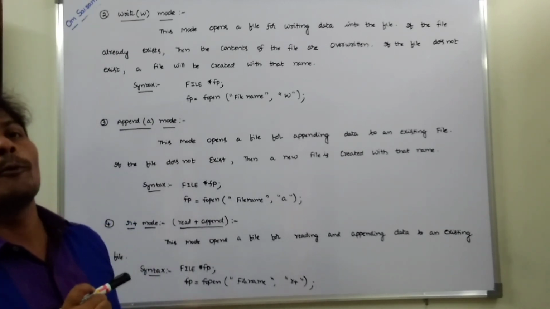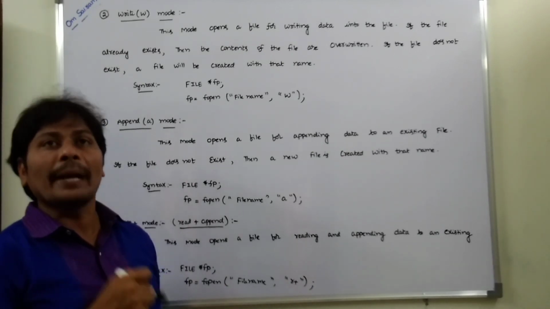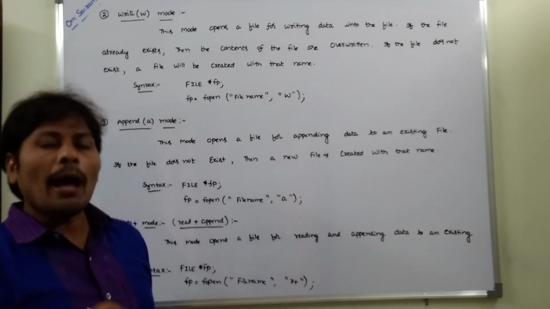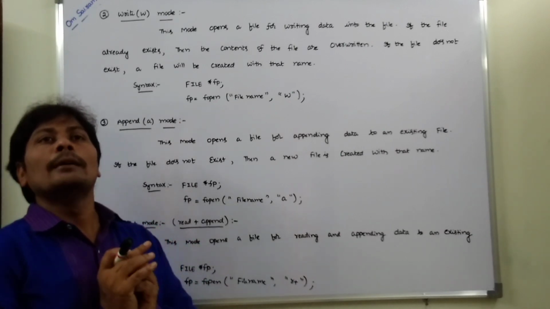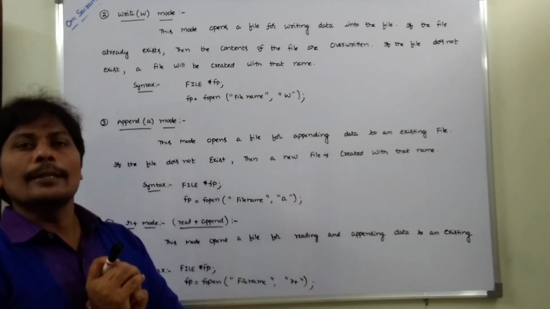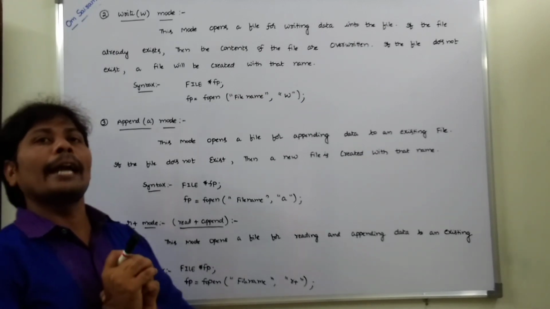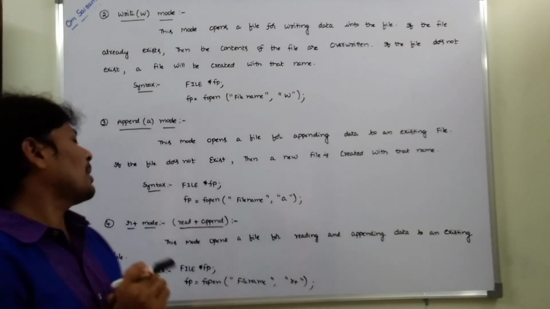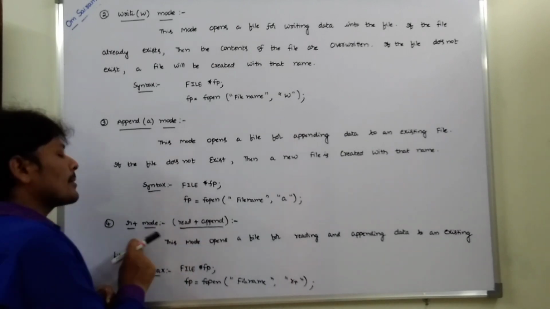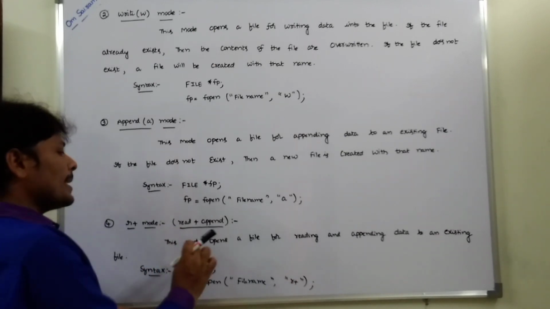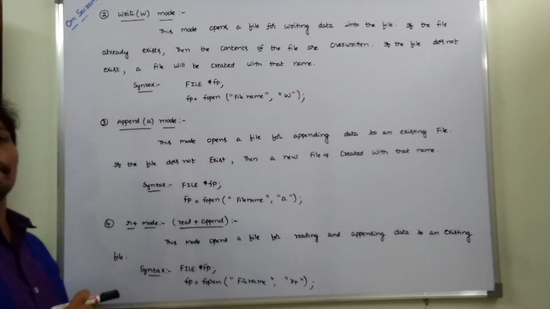So this mode opens a file for both reading and appending data to the existing file. First we have to read the existing file, then we have to add some information at the end of the file. For that purpose, we are using a read plus append mode, that is called R plus mode. So this mode opens a file for reading and appending to an existing file.